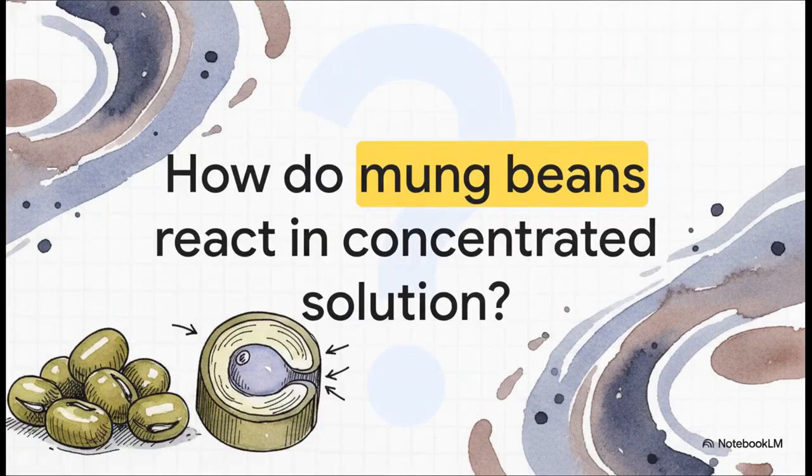So, I want to leave you with a final real-world puzzle based on everything we've just covered today. If you take soaked mung beans, which, remember, are plant cells with rigid cell walls, and you put them in a highly concentrated solution, what exactly will happen to their cells? Knowing what you now know about osmosis and cell walls, think about how they're going to react. Keep asking those questions, and I really hope this explainer has sparked your curiosity about our incredible microscopic world.